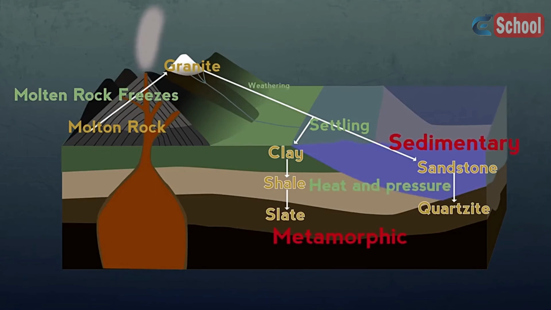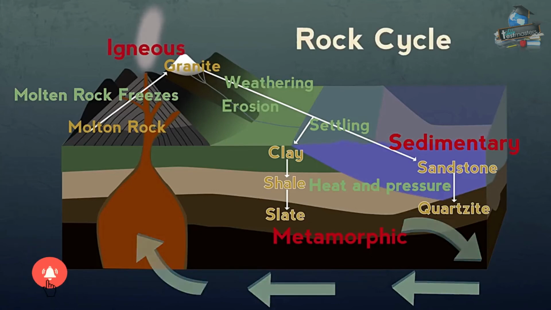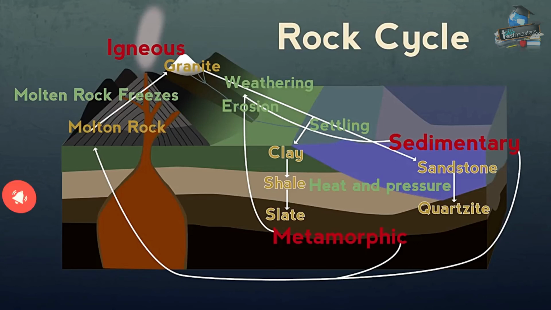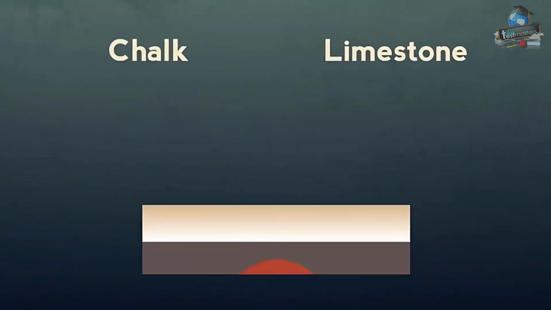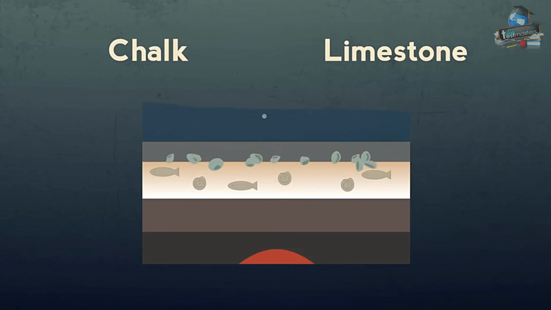Sedimentary and metamorphic rocks get weathered and eroded too. Tectonics carry the rocks down into the Earth's hot mantle, where they melt and emerge once again as igneous rocks, completing the rock cycle. We must also mention chalk and limestone, made of calcium carbonate, which are sedimentary rocks formed in the sea from the shells of dead sea creatures.